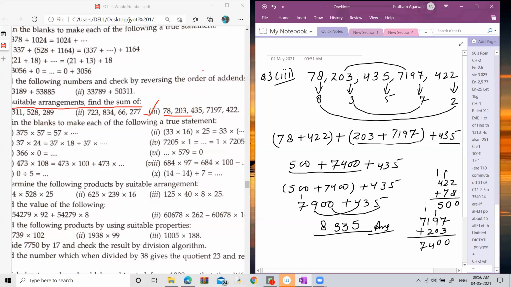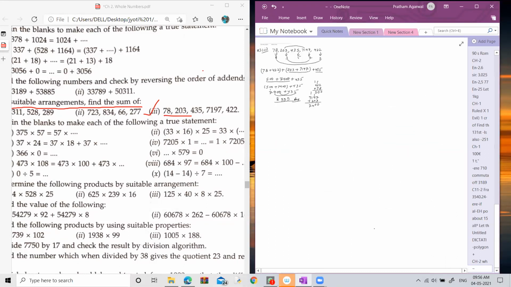How can we make the rearrangement of the numbers in the exam? If you directly add these numbers, you will not get the marks.